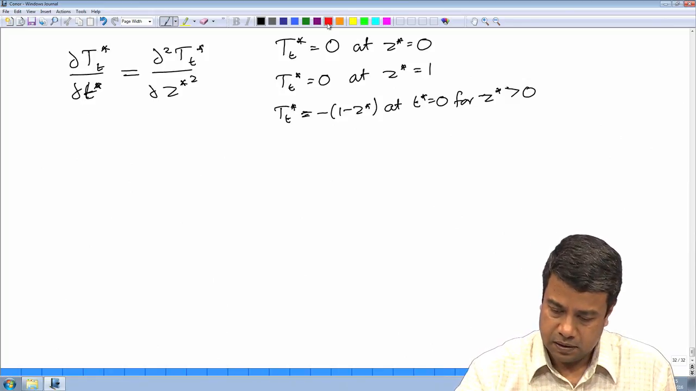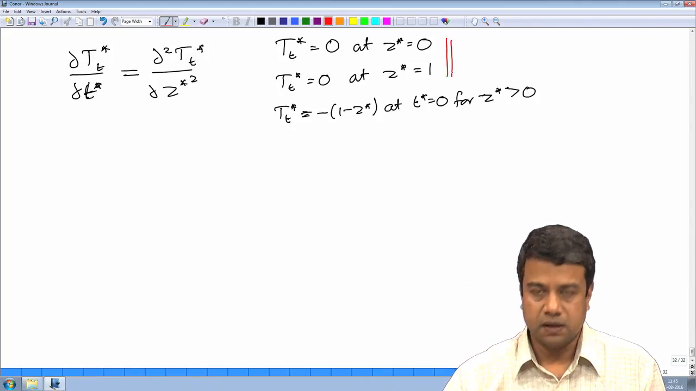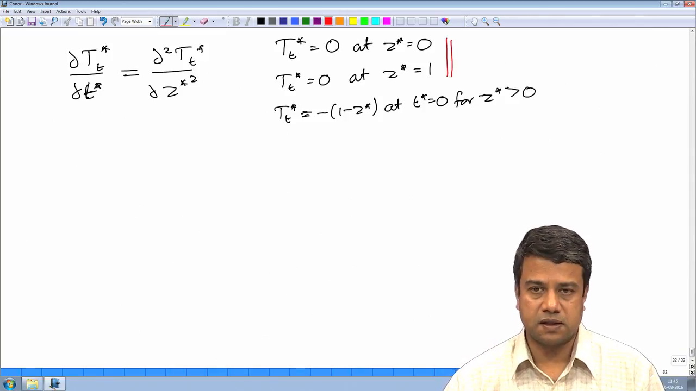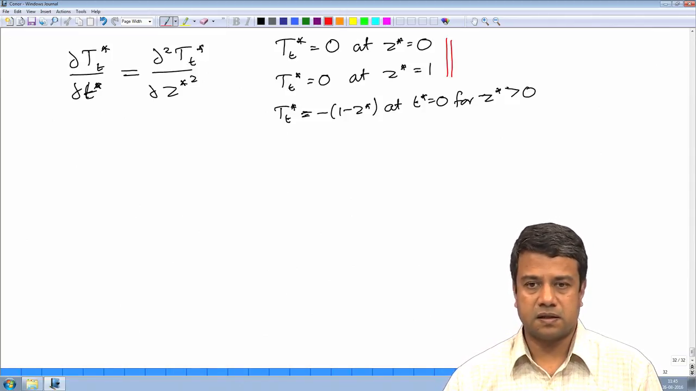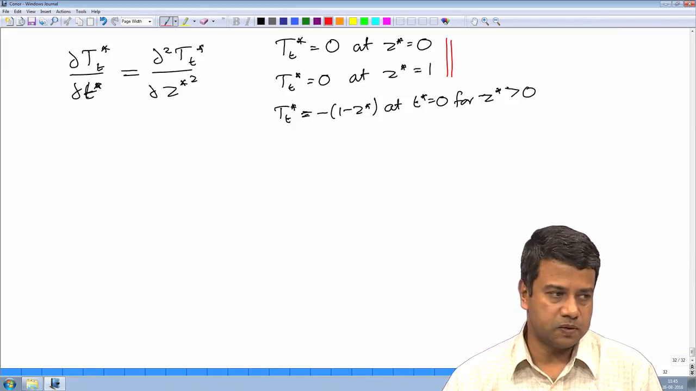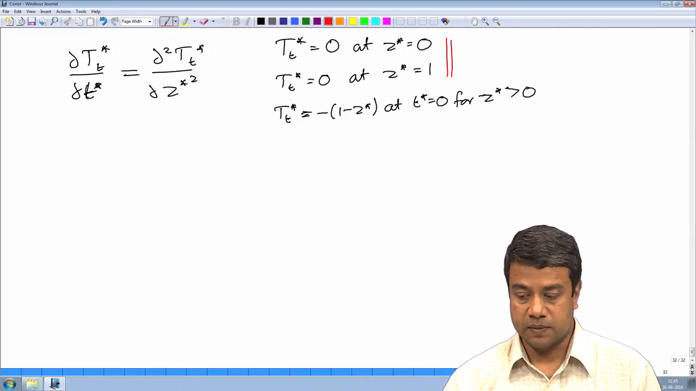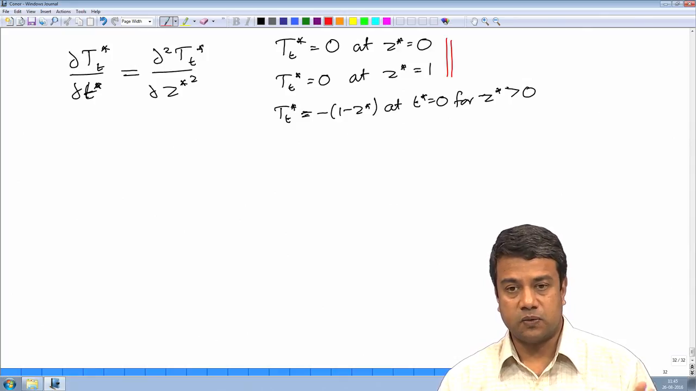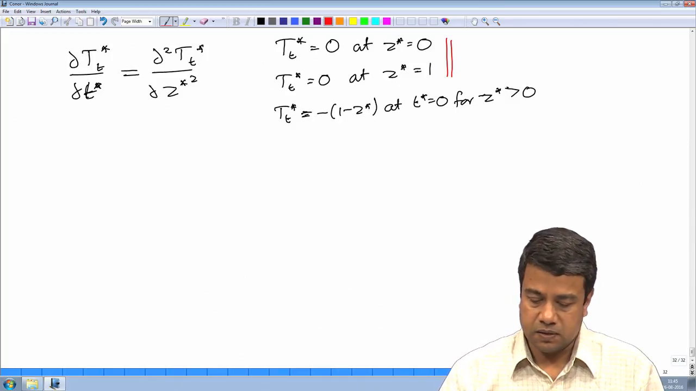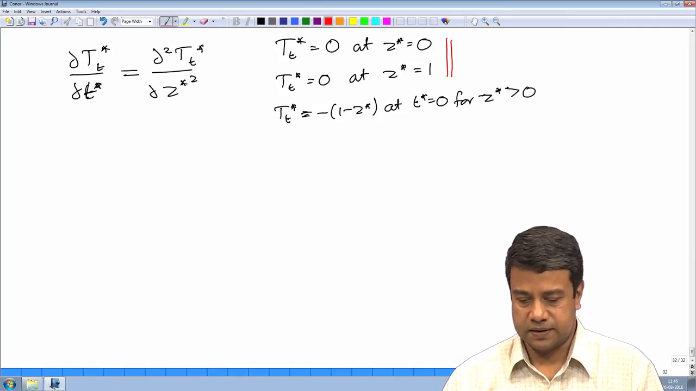Note that the z direction is the homogeneous direction. The temperature is equal to 0 on both boundaries. So, as far as the transient temperature is concerned, the z direction is the homogeneous direction. The boundary condition is that the temperature is 0 on both boundaries. The time direction is the inhomogeneous direction, because I have an initial condition at which T transient is non-zero, and then it decays to 0 as time progresses. So, the time dimension is the inhomogeneous dimension in this case.